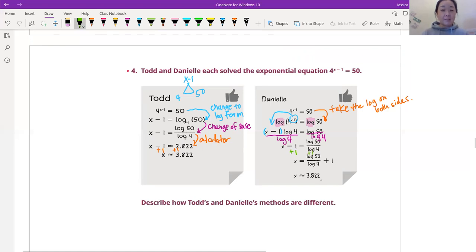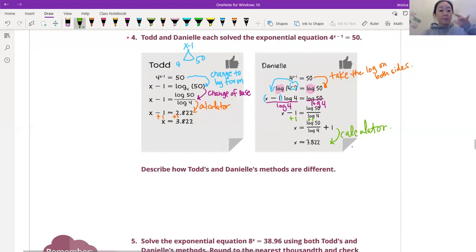And then calculator happens. I'm not expecting you to do this in your head because that's insane. It's a lot. So here, calculator. You will definitely need your calculator here. You can't do it by yourself unless you have log tables. Did you know that they have log tables? Yeah, before calculators.